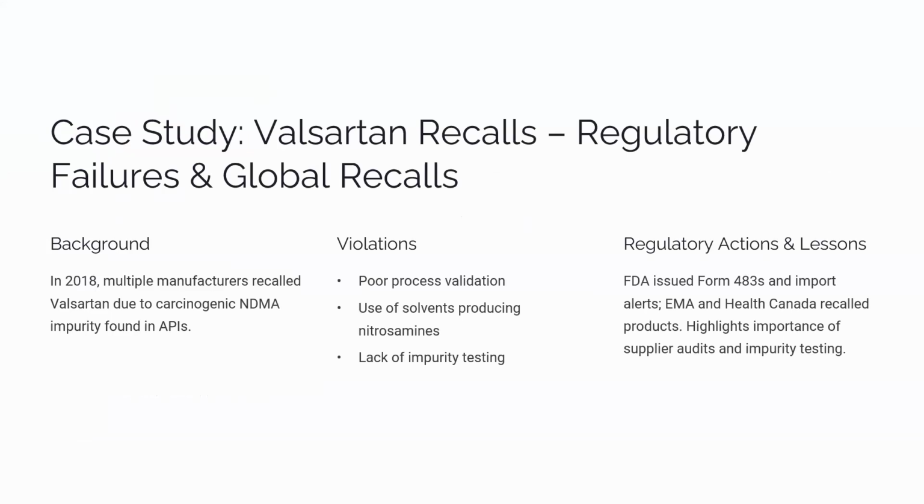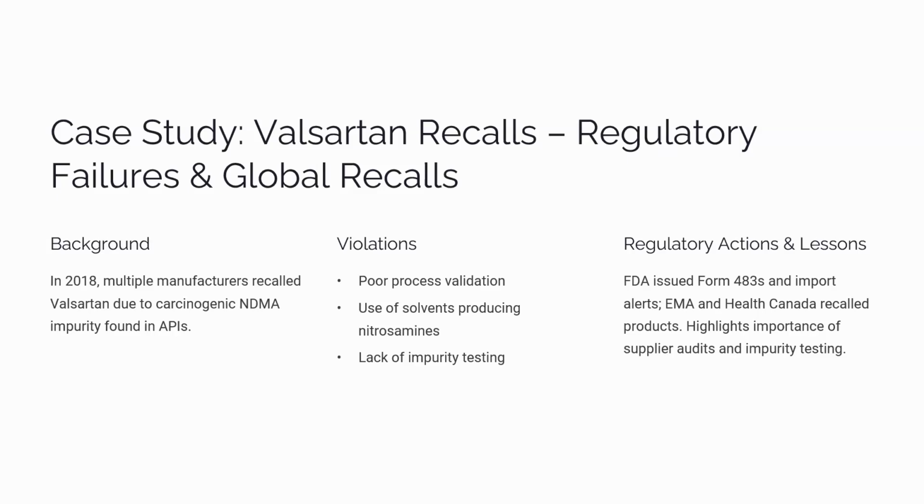The case study we will be talking about is the Valsartan recalls, which was a regulatory failure and led to global recalls. So, in 2018, multiple manufacturers recalled Valsartan due to carcinogenic NDMA impurity found in APIs. Right? This happened because there was poor process validation. The process that was being used to manufacture valsartan, or maybe the analytical methods used to identify things like impurities, were not validated.